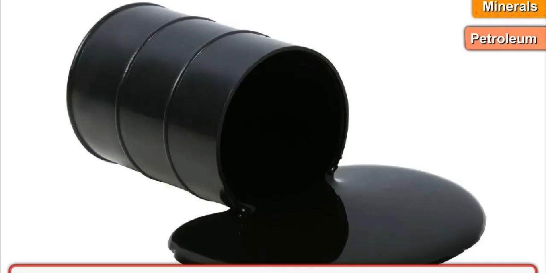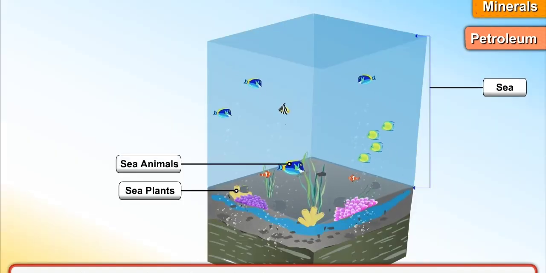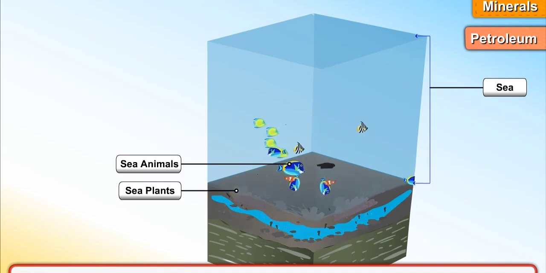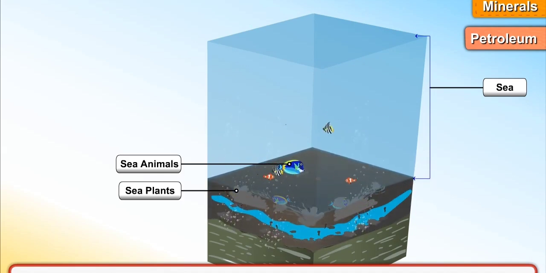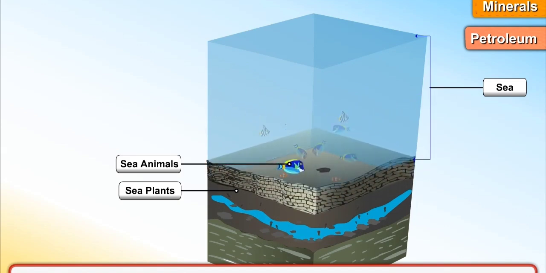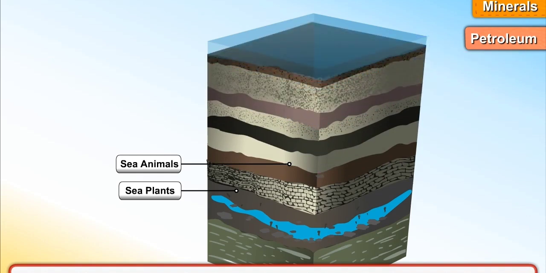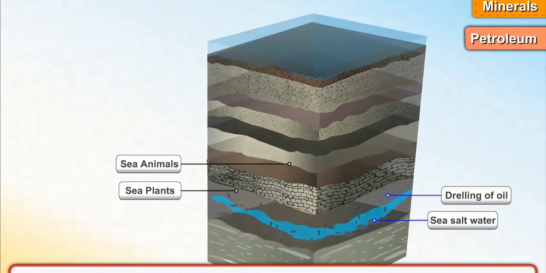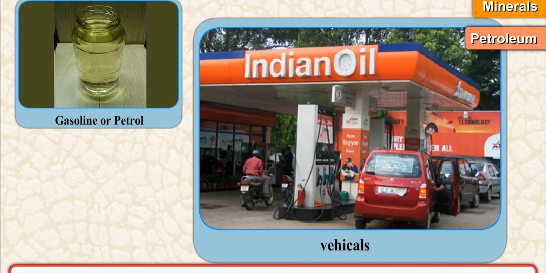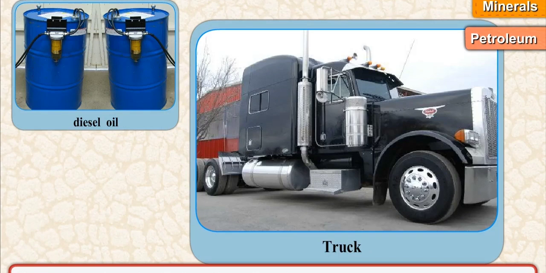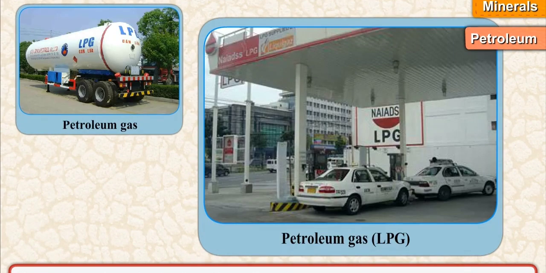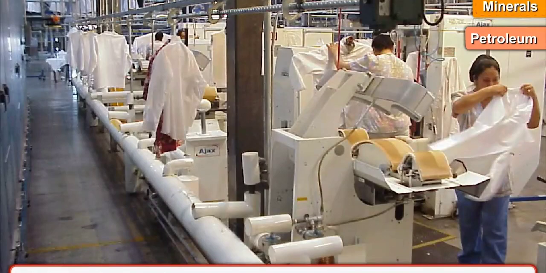Petroleum. It is also called crude oil, rock oil, or black gold. It is formed from the remains of dead land and sea animals which got buried under the sea millions of years ago. It is mostly used as a fuel in different forms like petrol, diesel, kerosene, and liquefied petroleum gas or LPG. It is also used for dry cleaning.